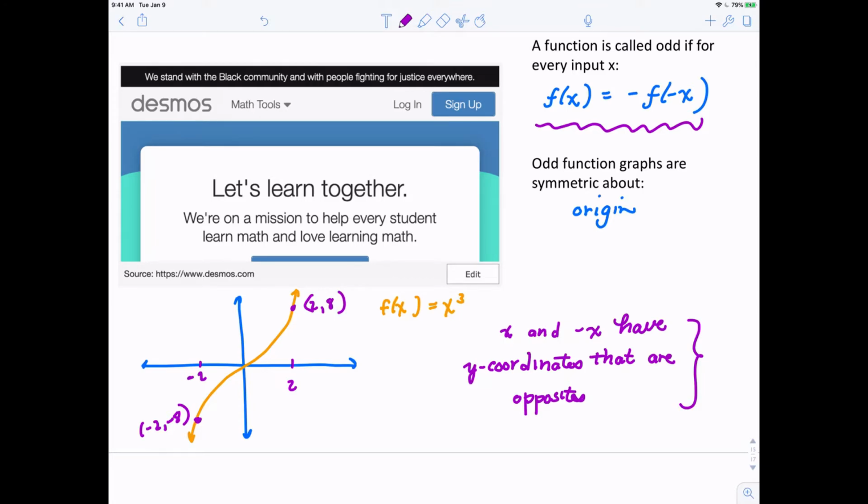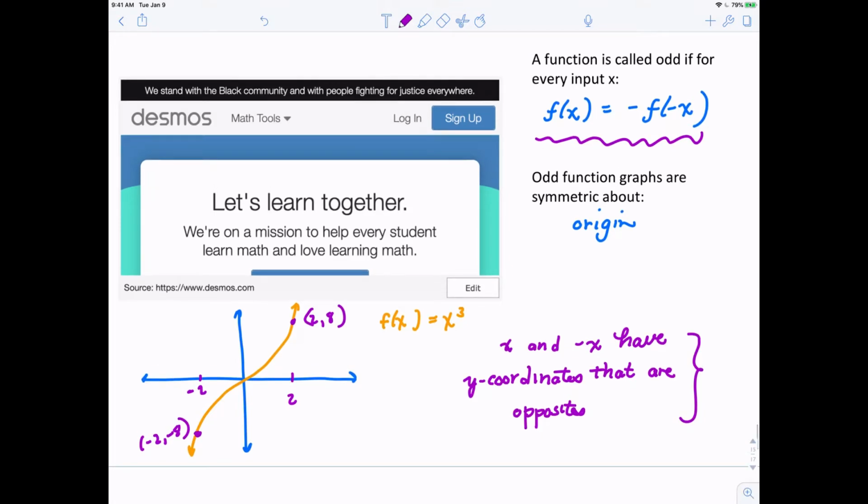So this is just saying in words what this says in symbols. Sometimes the symbols make sense to us. Sometimes it's nice to have the symbols translated to words. So one of the things you'll be doing in this section is, given a function, you'll be asked to determine if it's even or odd. So what you're going to be doing is checking if this is true, or another way of saying that is you'll check if x and negative x have x, y coordinates that are opposites. If that's the case, then the function is odd.